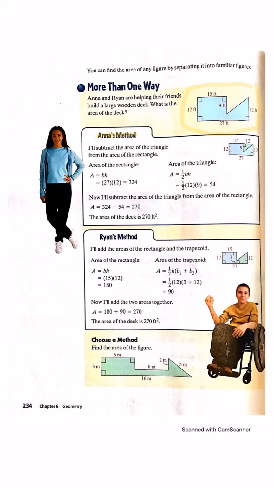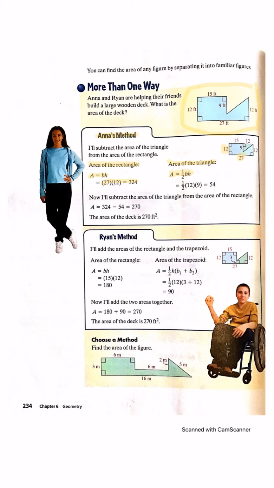So Anna's method, she says, I'll subtract the area of the triangle from the area of the rectangle. So the area of a rectangle is area equals base times height. So she got 27 times 12. So here's the base times the height. And then she looks at the area of the triangle. Area equals half the base times the height.